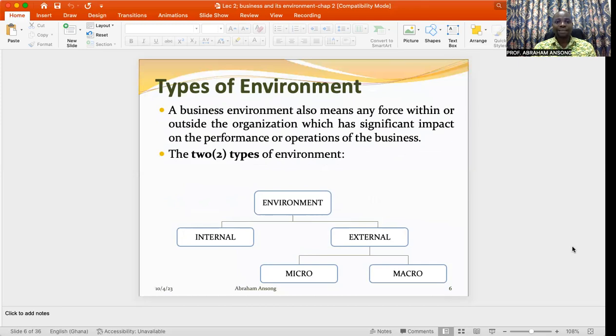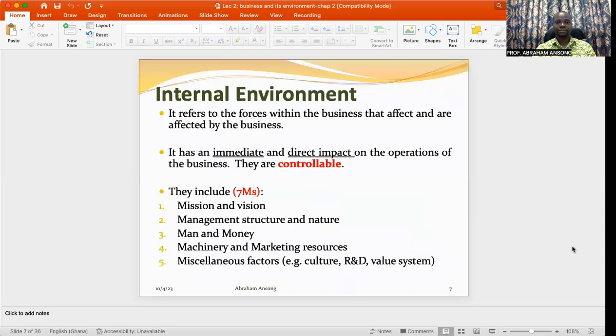Okay, so we have types of this environment that we're talking about, and I've given a hint of these types. Largely, we have two major types. Okay, we have the internal environment of the business, then we have the external environment of the business. But the external environment of the business is also subdivided into two. We can have what is known as the micro environment, and we have the macro environment. Okay, so next slide will be explaining these concepts or these types of environment.